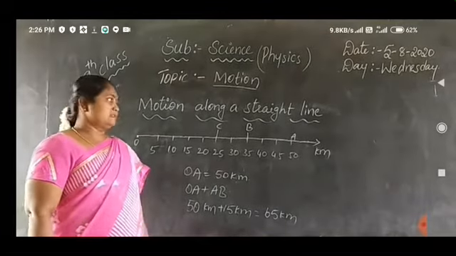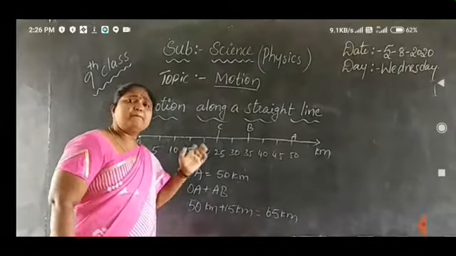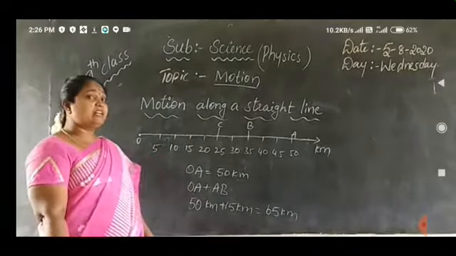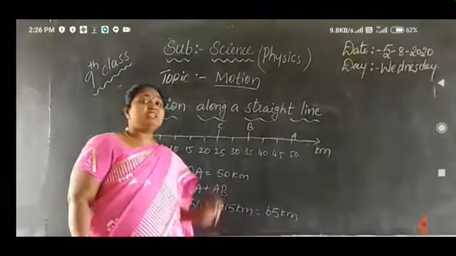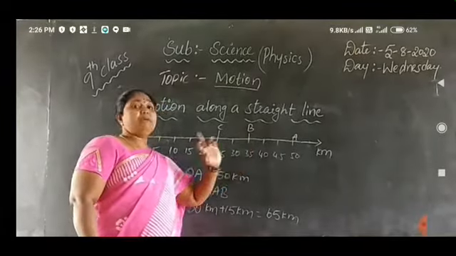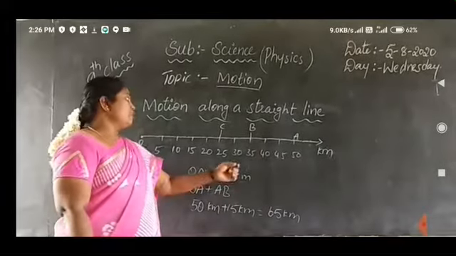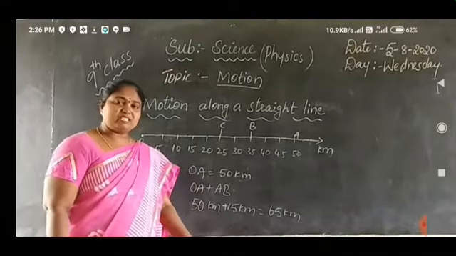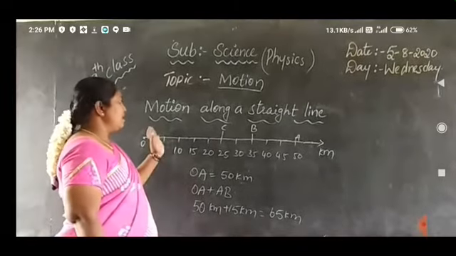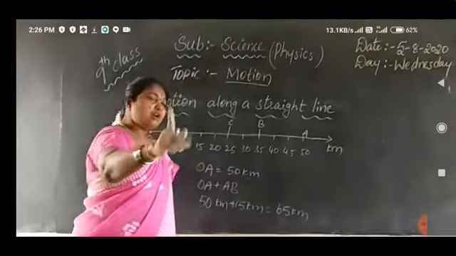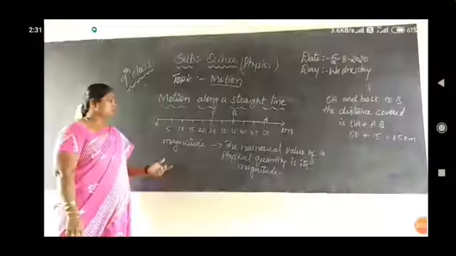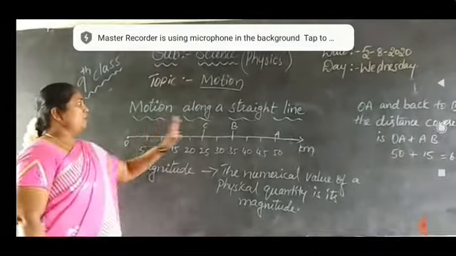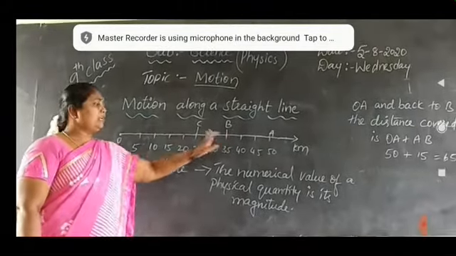Once again he has come back from B position to C position. Then how much distance has he traveled? Totally we have 50 kilometers, he came and met B, so that is 65 kilometers. For that, we have to add 10 kilometers. So totally 75 kilometers he has traveled. So like this, we can calculate the motion in a straight line. So the total distance covered is OA, A to B, and then C.